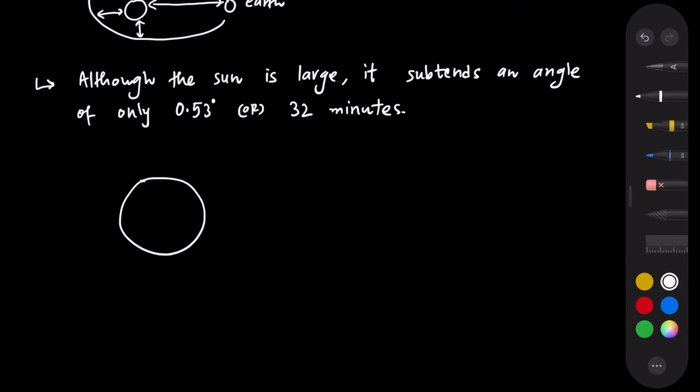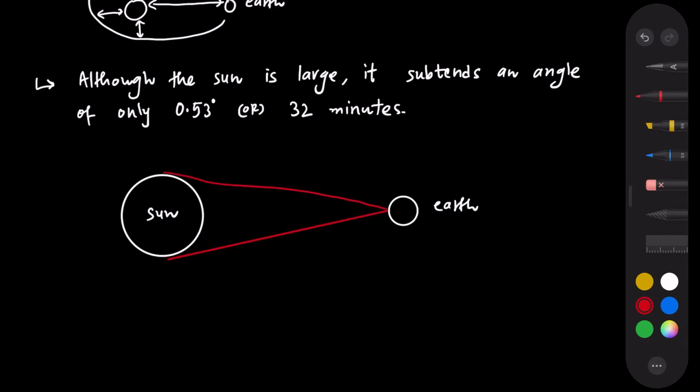So if this is the Sun, and if I consider this to be Earth, so this is the subtended angle, and this is approximately equal to 0.53 degree. Okay, so this angle is known as the subtended angle, which is a very small angle. It is only 0.53.